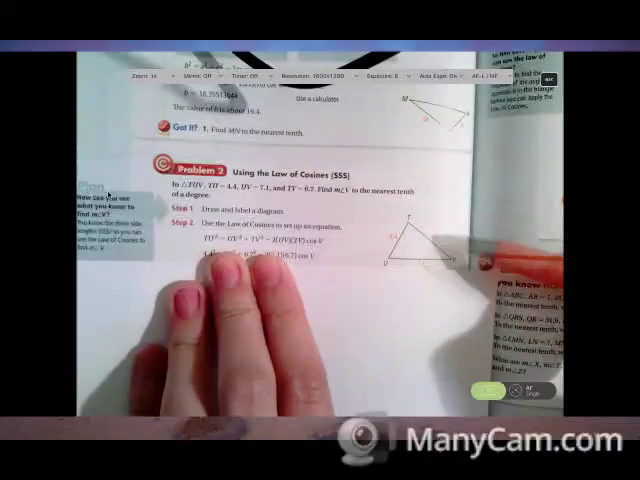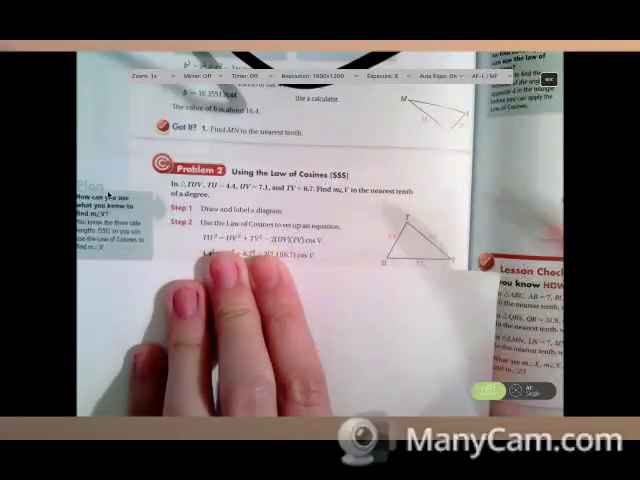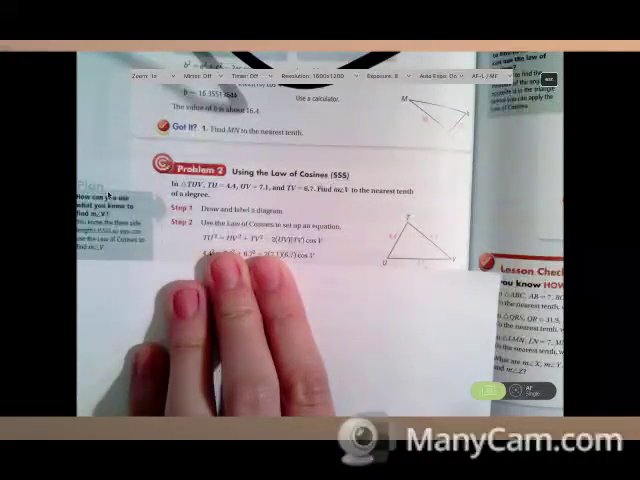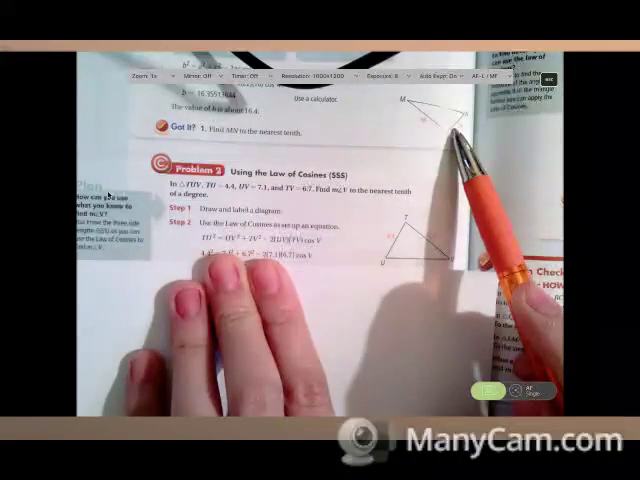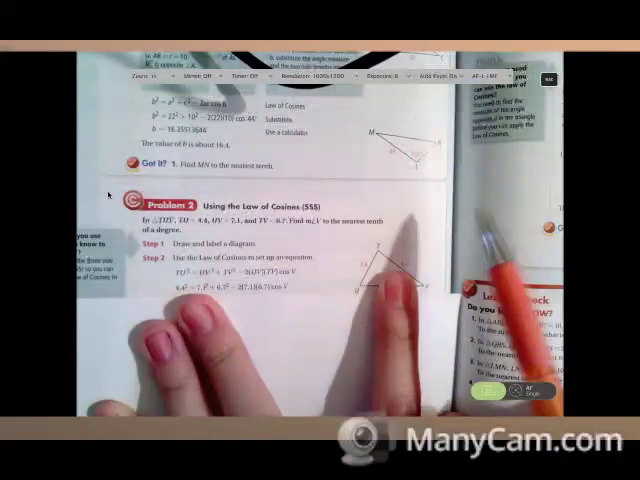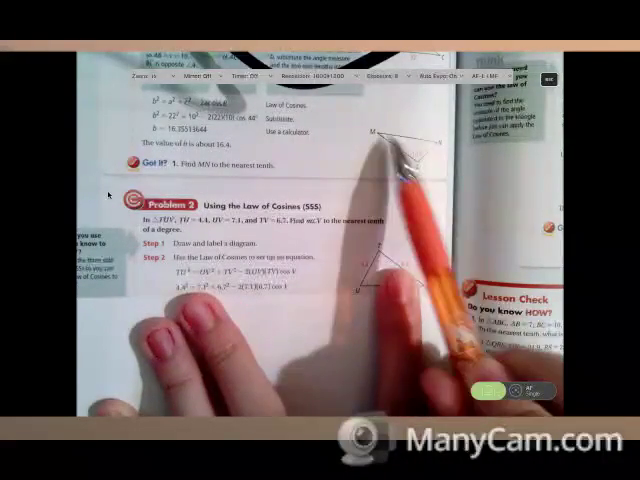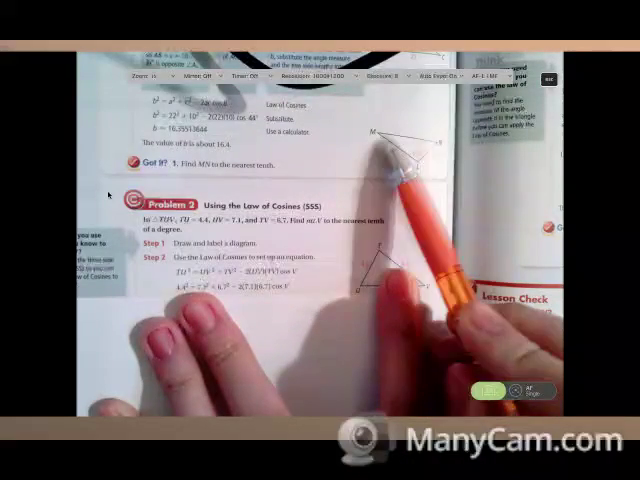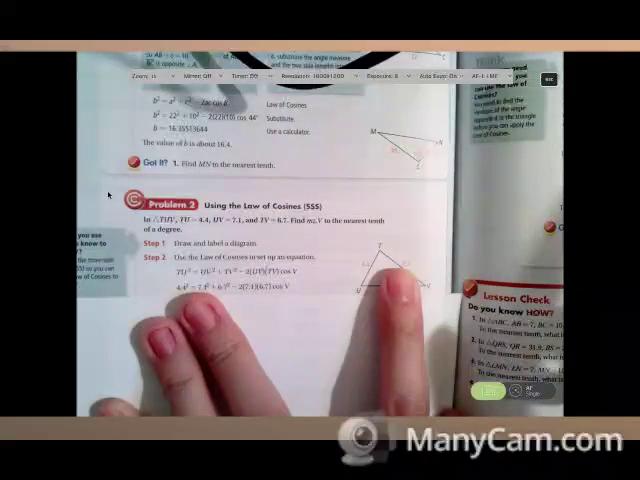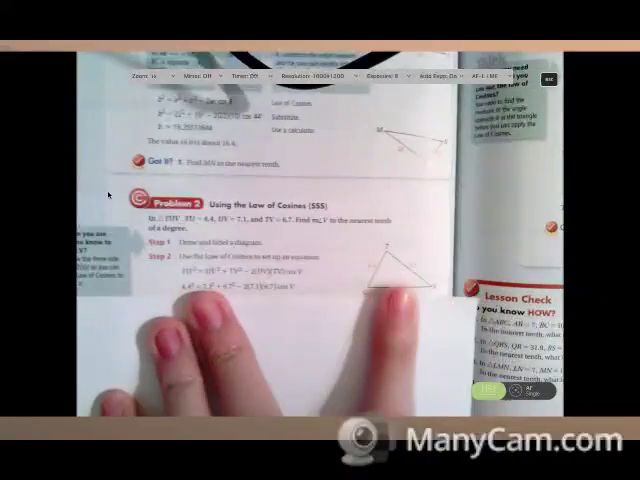We're given all three sides. As you can see, we cannot use the law of sines because we are given no angles. You need to know at least one angle. Let me think about that more clearly.